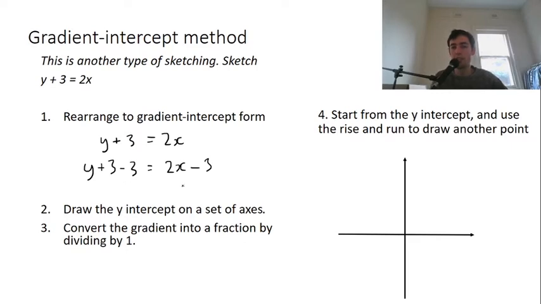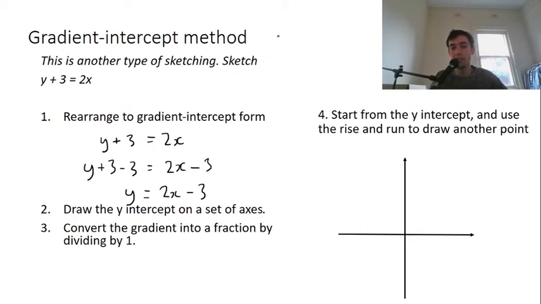By the way, if anybody wants me to do a video on this algebra side of things, I'm very happy to do that. Just let me know in the comments. Okay, so we've subtracted 3 from both sides. That will get rid of this 3 over here because these two cancel each other out. So we're only left with y equals 2x minus 3. Now, is this in gradient intercept form?